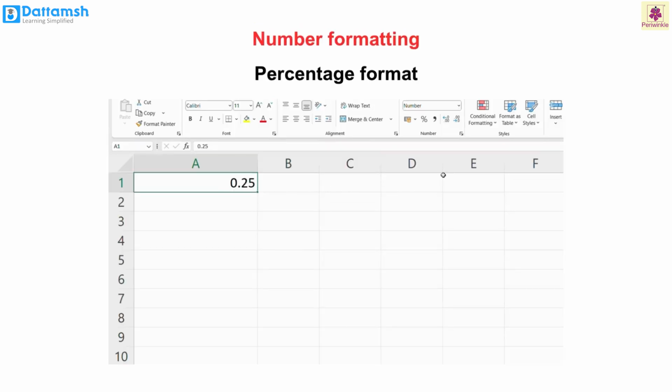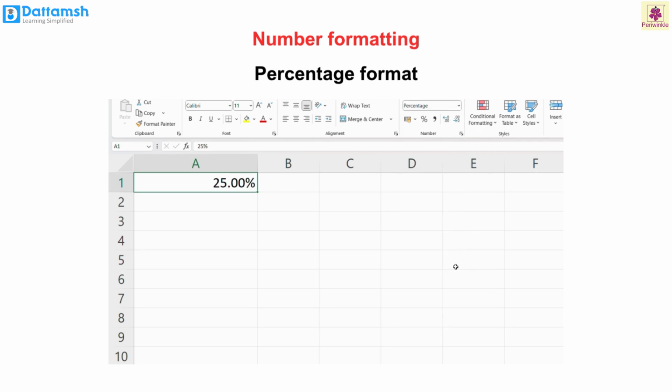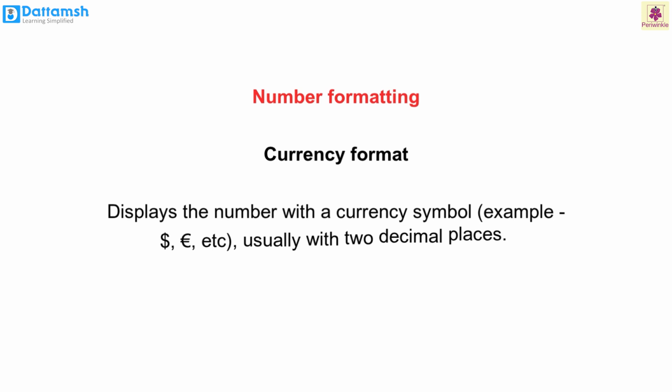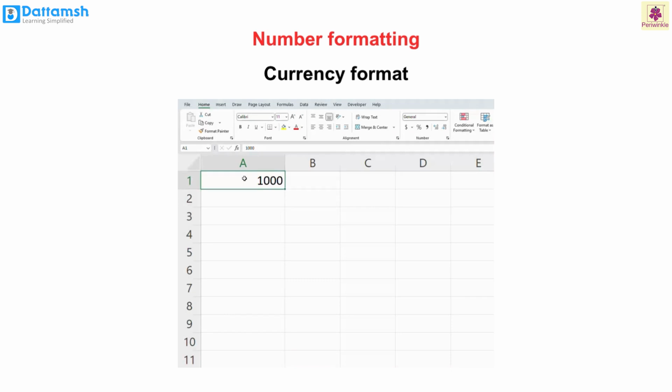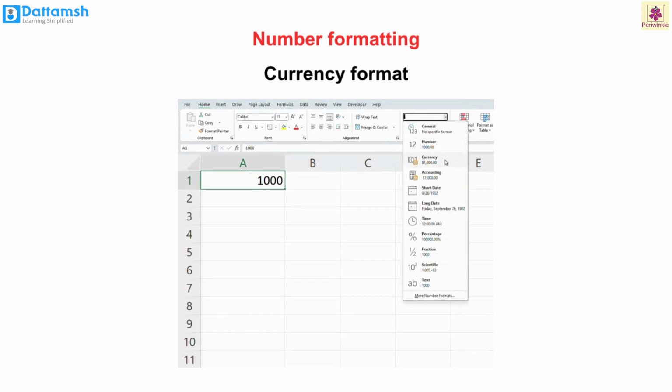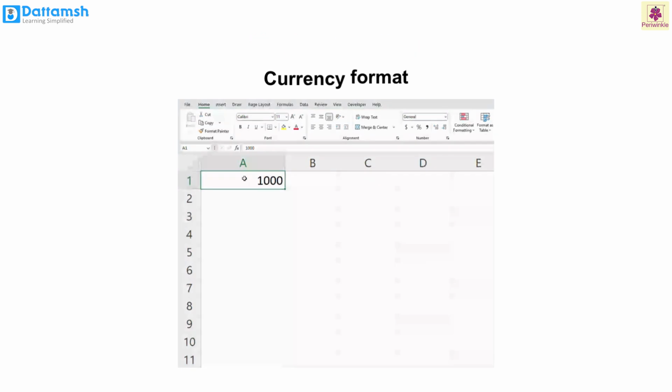For example, if you enter 0.25, it will be displayed as 25.00 percentage. Currency format displays the number with the currency symbol, for example, US dollar, euro, etc. Usually with 2 decimal places. For example, if you enter 1000 and choose US dollar currency format, it will appear as 1000.00 with a US dollar currency symbol.